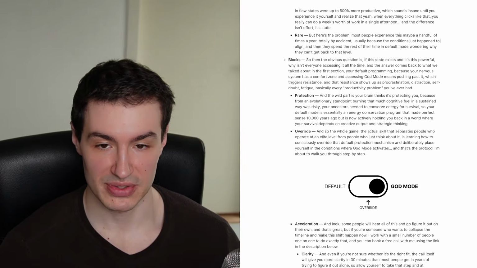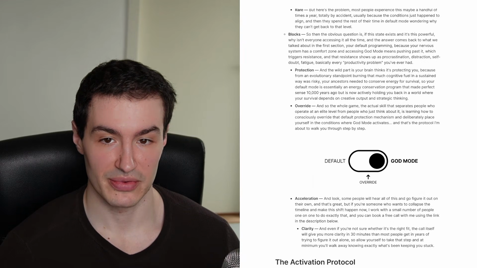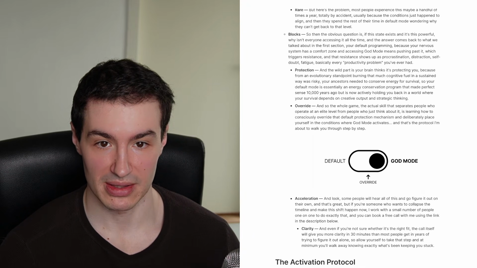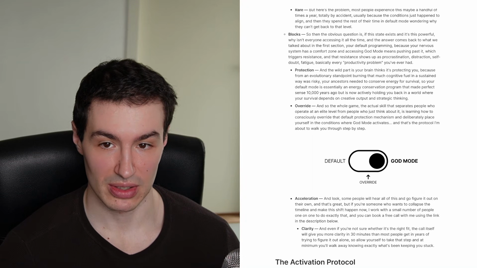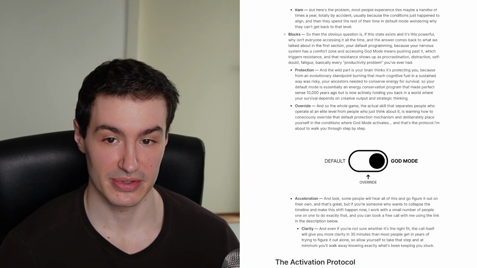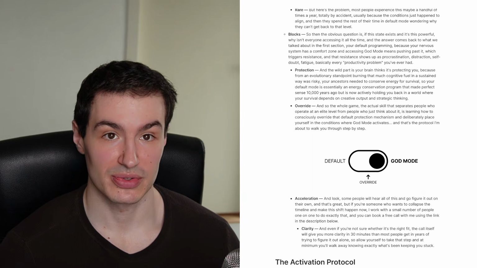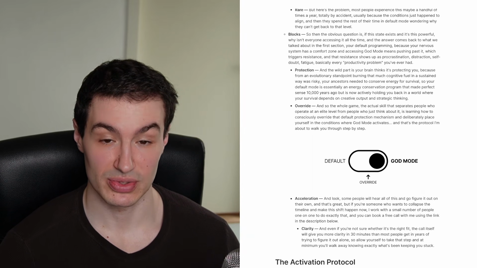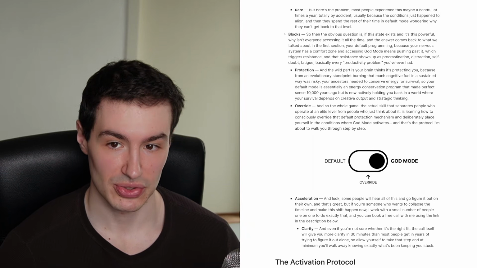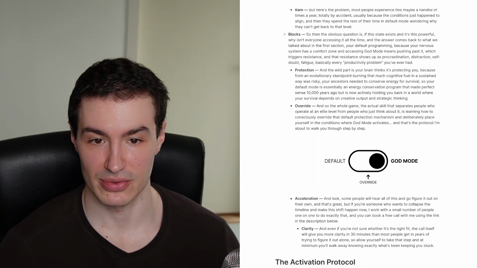So then the obvious question is, if this state exists and it's this powerful, why isn't everyone accessing it all the time? And the answer comes back down to what we talked about in the first section, your default programming, because your nervous system has a comfort zone, and accessing God mode means pushing past it, which triggers resistance. And that resistance shows up as procrastination, distraction, self-doubt, fatigue, basically every productivity problem you've ever had.